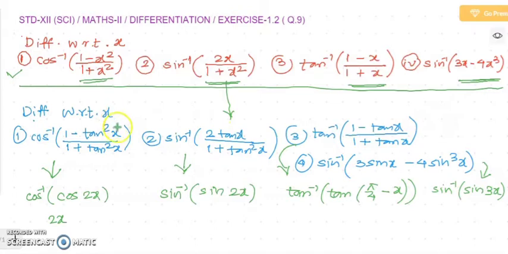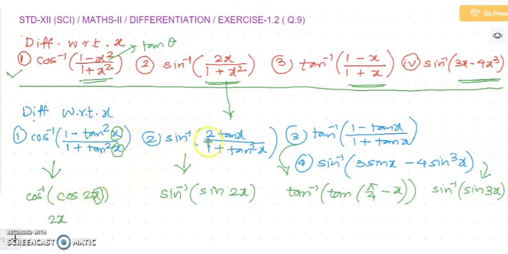So let us solve these questions, and to solve this I should put x is equal to tan theta here. So instead of x, I would read tan theta. This will look like 1 minus tan square theta upon 1 plus tan square theta, which will be cos 2 theta. Not like this x, just read this as theta, and then you would understand 1 minus tan square theta upon 1 plus tan square theta will be cos 2 theta.